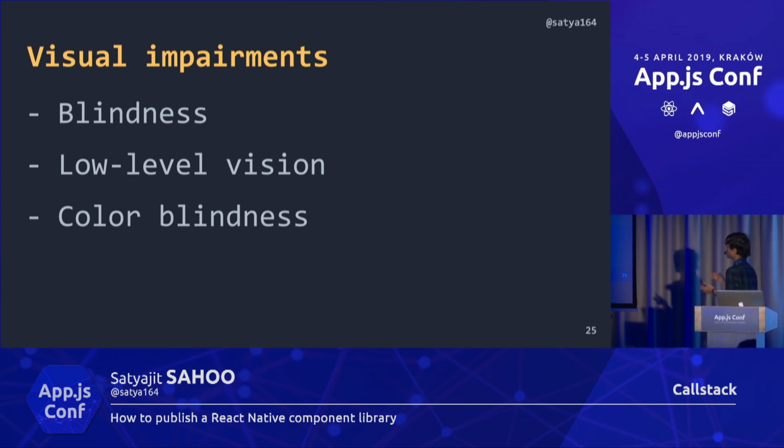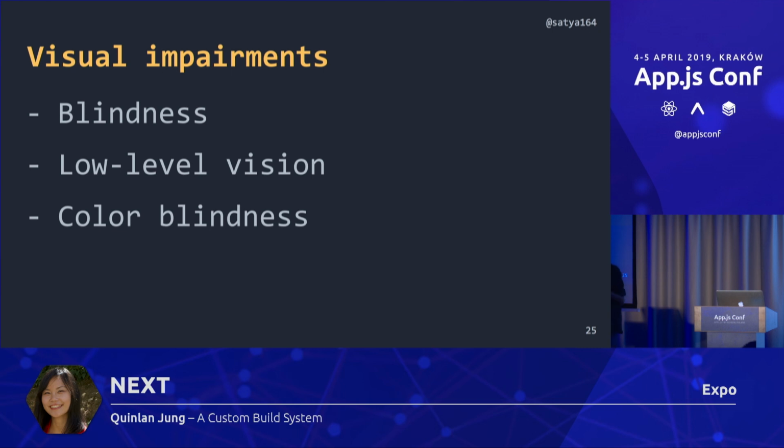So first thing is visual impairments. There are blind people who cannot see anything. There is low vision, where they cannot see properly. And then also there is color blindness. They can see, but they cannot see the colors properly. They can see some colors, but not others. So we need to address that.